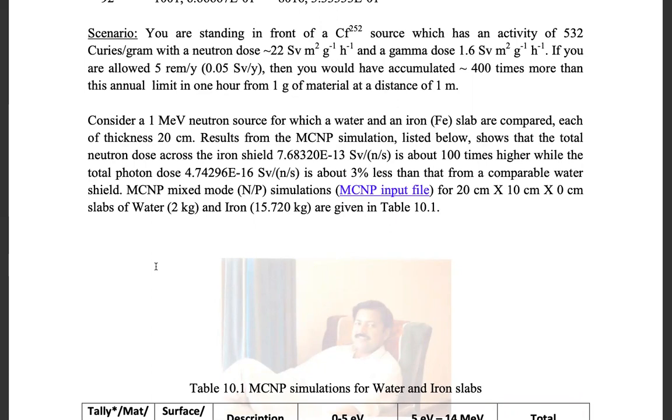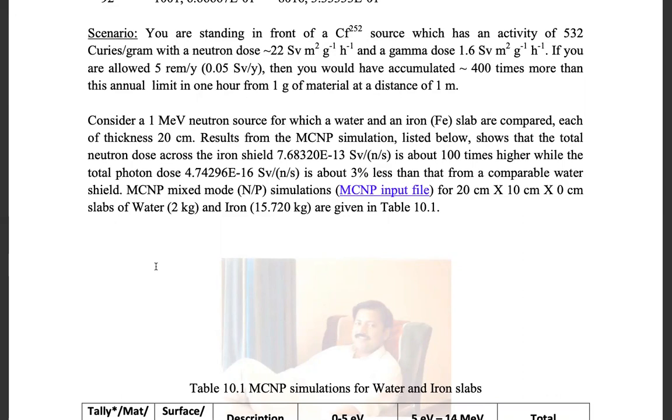So if you have so many grams, so many hours, and you have a surface area of so many meters square, then you can use that conversion to get how many sieverts are coming out. Now let's say you are allowed a maximum of 5 rems per year, which is 0.05 sieverts per year. And you're standing right in front of it, you're standing in front of 1 gram of CF252.